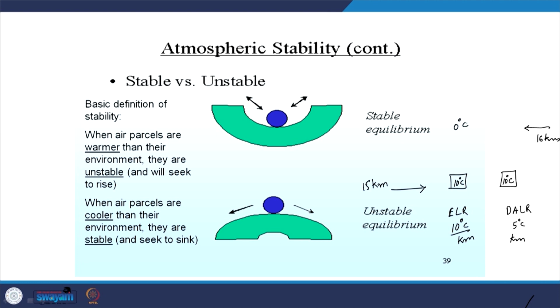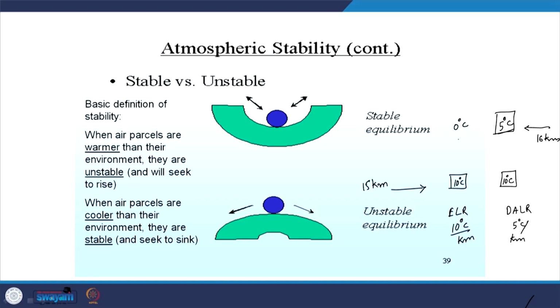The temperature of the environment at 16 kilometers is 0 degrees Celsius, but the temperature of the air parcel is 5 degrees Celsius, right. Now, what you have done is you have taken this air parcel from 15 kilometers and you have moved it to 16 kilometers. So, you have moved it by 1 kilometer. So, by rising 1 kilometer, since the rate is 5 degrees Celsius per kilometer, the temperature at 16 kilometers within the air parcel will be 5 degrees Celsius. Similarly, the temperature of the environment will be 0 degrees Celsius.